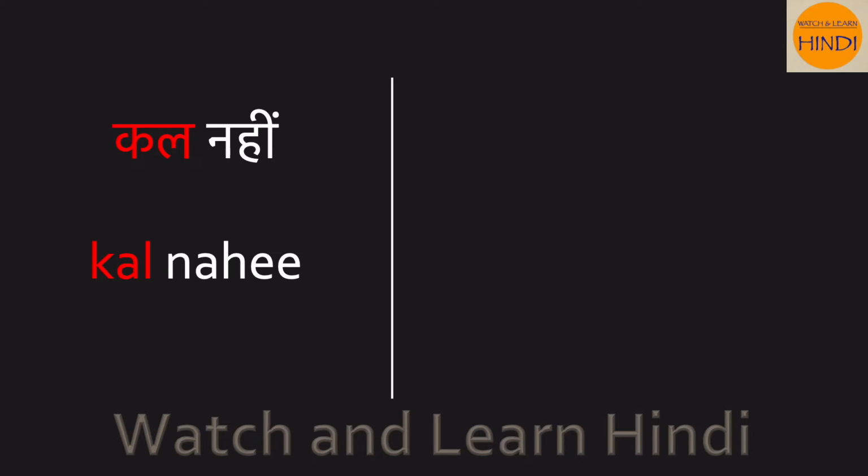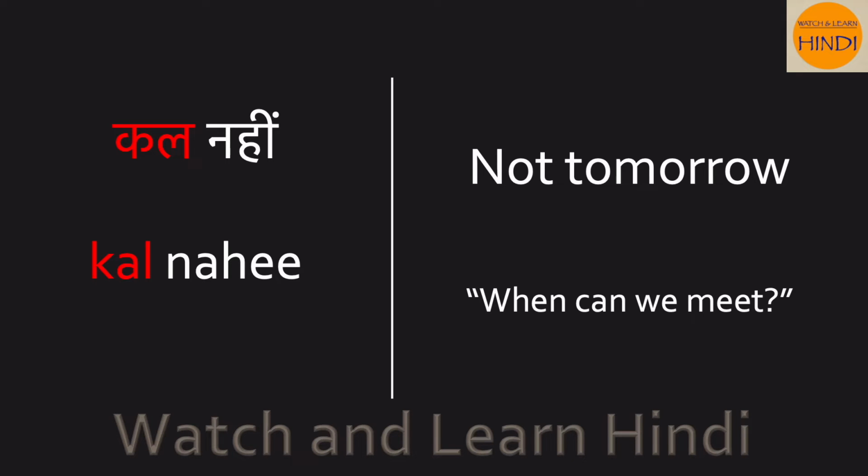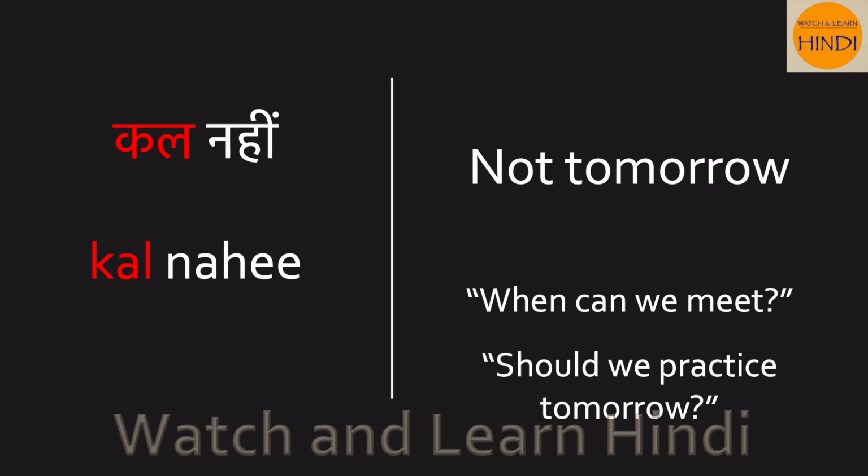Kal nahi. Kal is tomorrow, so kal nahi is not tomorrow. When can we meet? Not tomorrow, kal nahi. Or, should we practice tomorrow? And you want to say, no, I don't want to practice tomorrow. So you can say, kal nahi, not tomorrow.